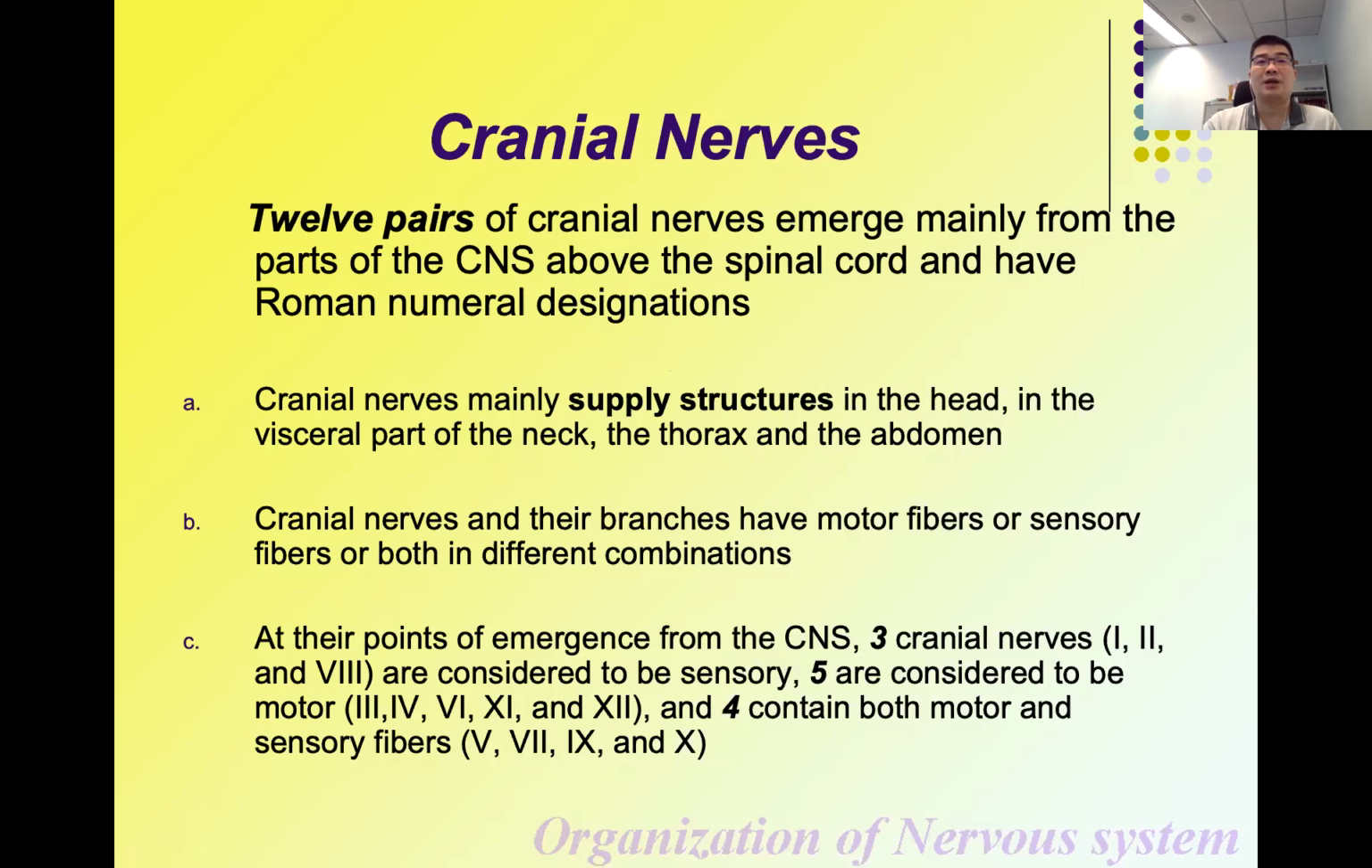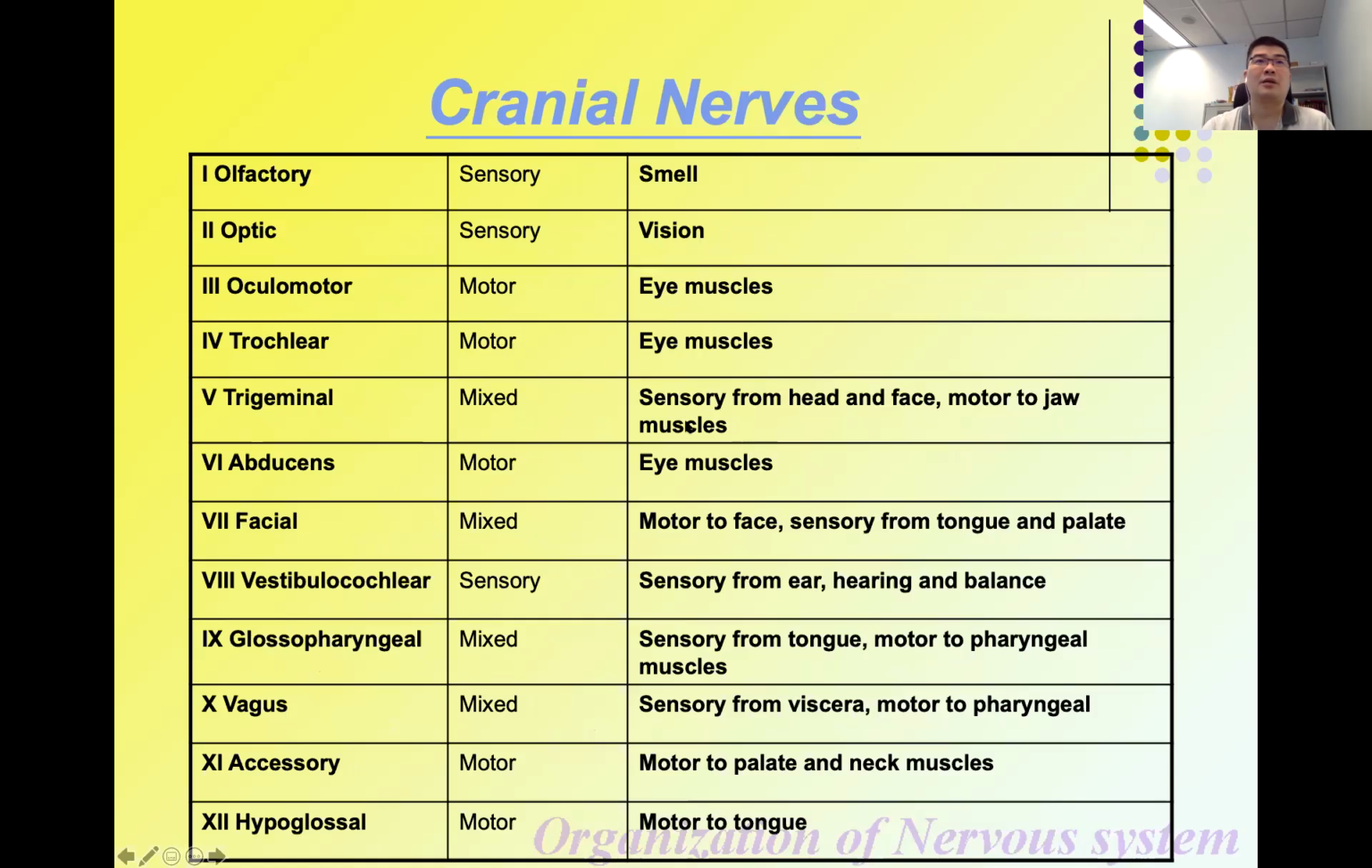So after they emerge from the CNS, 3 cranial nerves are considered sensory, 5 are considered motor, and 4 are considered mixed. As for the reason behind that, in anatomical study, scientists and physicians usually like to classify things into different classes, so that it is easier to remember and study. Here are some examples.